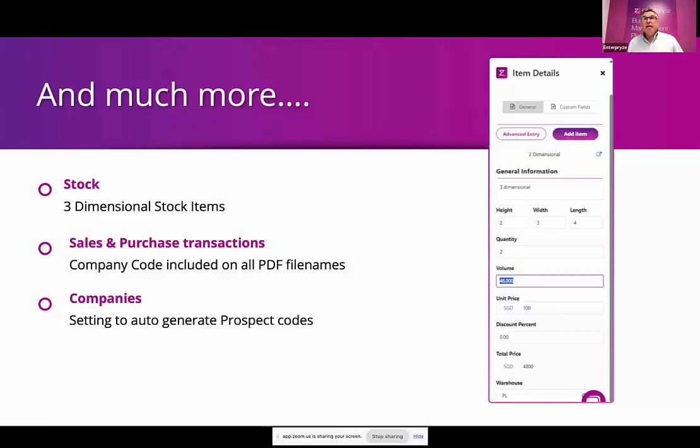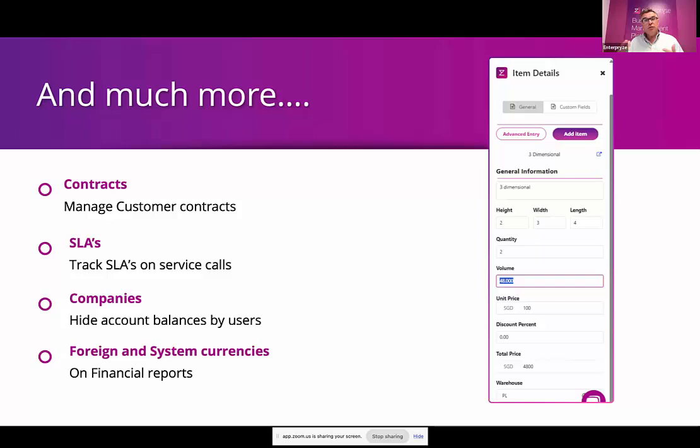Sales and purchase transactions, again, another great request. When you're exporting out your invoices or downloading them, it just puts the company name in as well as the invoice number, just to make it easy for you to find the one that you're looking for. And then in the companies, we have the ability to auto-generate the prospect codes as we do with suppliers and customers. Contracts are coming within the services module.